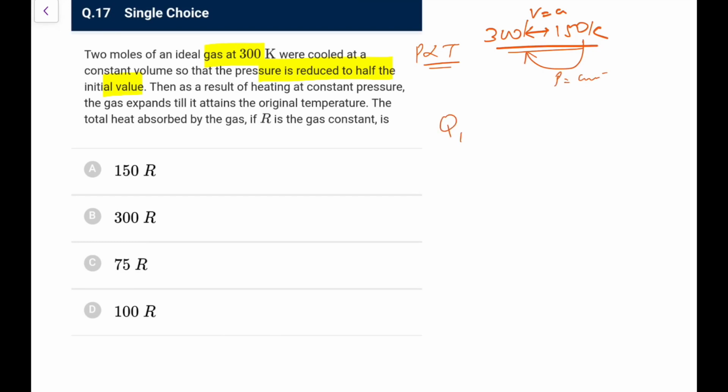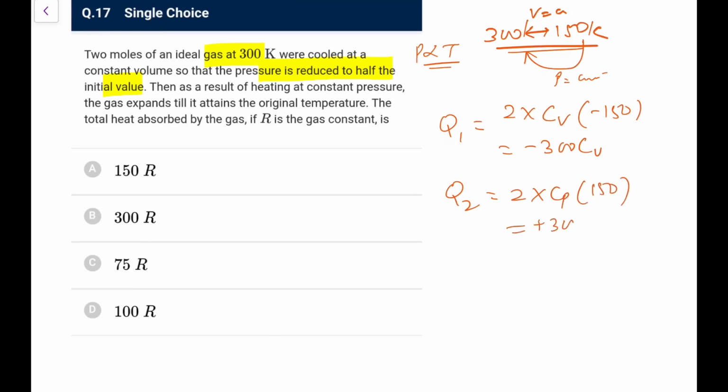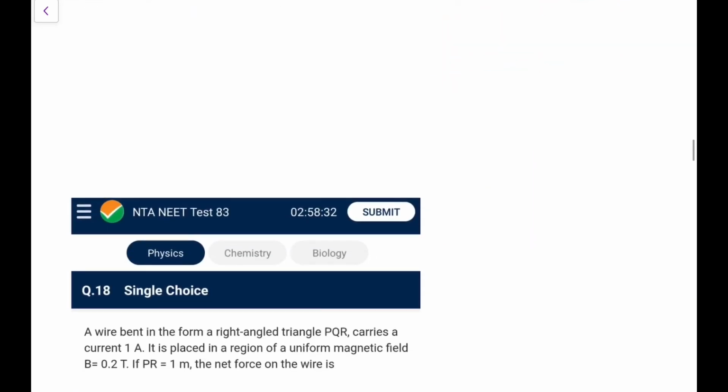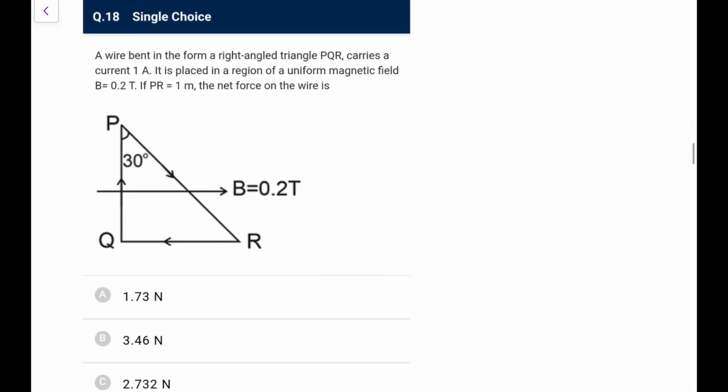So the heat received in the first process would be heat lost, that would be n Cv delta T, so it would be negative. It is 2 into Cv into delta T, which is minus 150, so it is negative, minus 300 Cv. In the second, it will absorb 2 into Cp into 150, that is plus 300 Cp. So the net heat absorbed, Q1 plus Q2, if you do, will be 300 (Cp minus Cv), and that is always, for ideal gases, R. So the answer is 300 R. Go for option B. You must have done such a question, I suppose, in your practice some time or other.